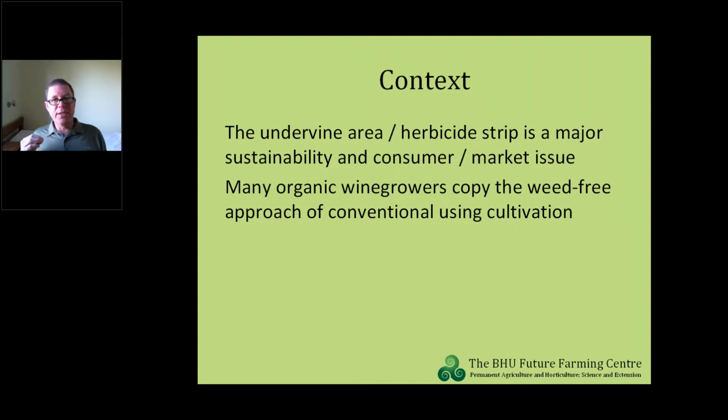And also, I see this herbicide strip, as it is in most places, or this bare undervine, is particularly a marketing issue. New Zealand, as a major supplier of food across the developed world, particularly to high-end markets, is very concerned about this. But viticulture as an industry as a whole is also very much consumer-facing.